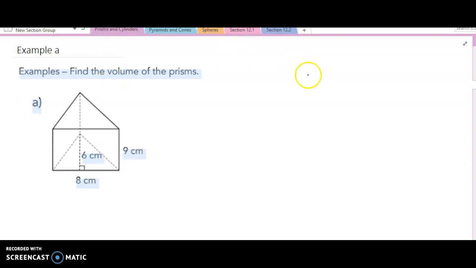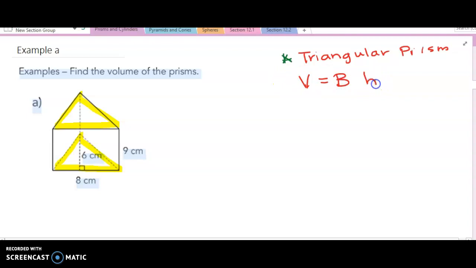Okay, the first thing we want to do is find the prism's name. Okay, so here's our prism, this is our base, and this is our base. Okay, so this is a triangular prism. And the volume of any prism is always area of the base times height. Okay, but I'm going to take a closer look at this base. So this is my base, and I want to find the area of the base. That's what this big B stands for. So I want to find the area of this triangle. Well, the area of a triangle is 1/2 base of the triangle times height of the triangle.